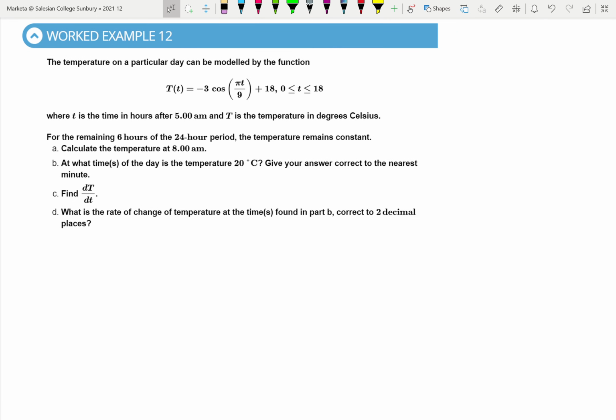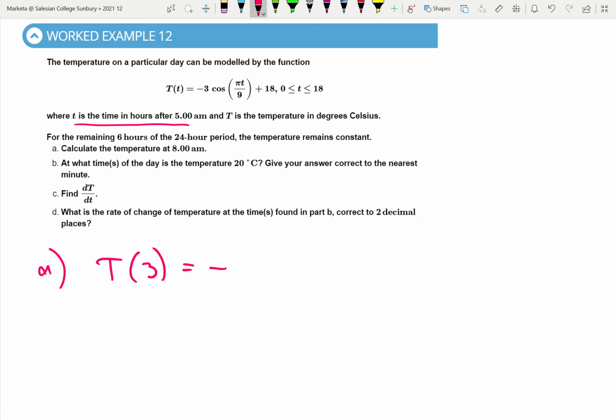All right, the next one a bit different. They've got a function to model the temperature on a particular day. T is the time after 5 a.m. So make sure you're really aware of that. Calculate the temperature at 8 a.m. So 8 a.m, that's 3 hours after 5 a.m. So it must be that we're just doing T of 3.